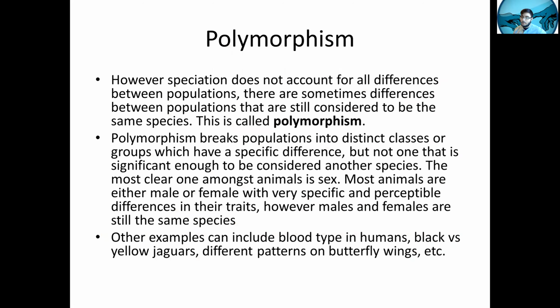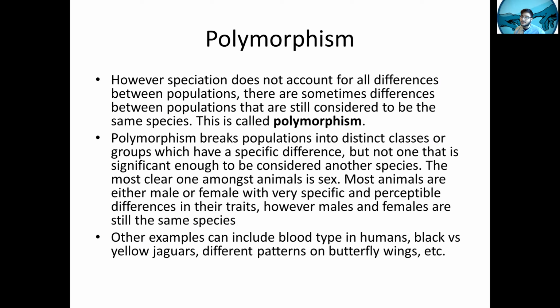Next, let's talk about polymorphism, which is the alternative to speciation. Speciation does not account for all differences between populations. There are some differences between populations that are still considered to be the same species, for example, and this is usually called polymorphism.